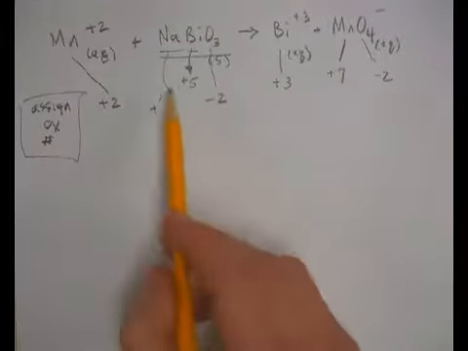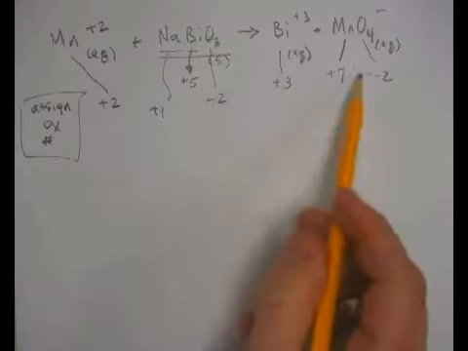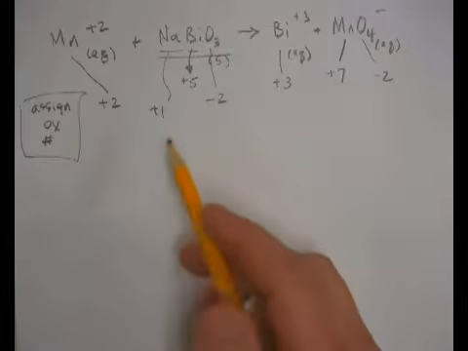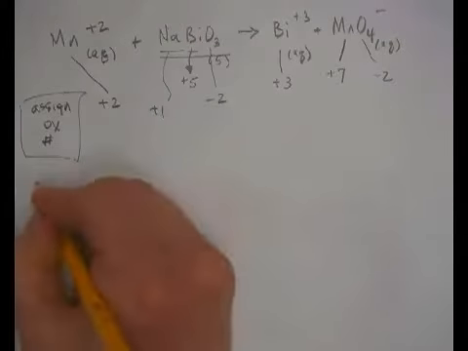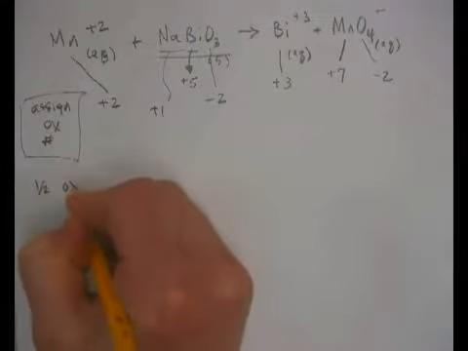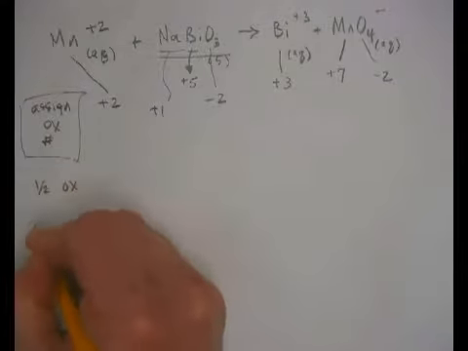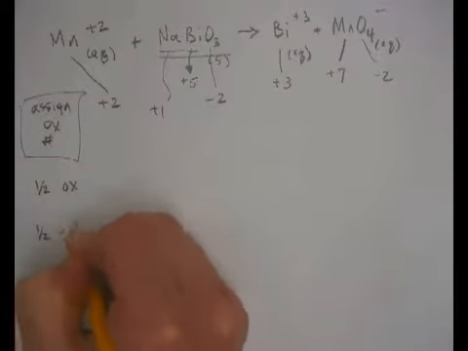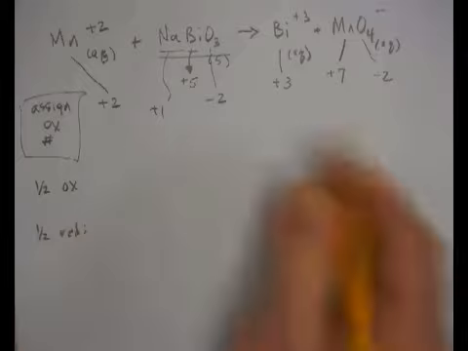Okay, now if you didn't assign the oxidation numbers correctly, go through and see if you can figure out what you did differently. And now pause the video and see if you can write the half reaction for oxidation and the half reaction for reduction. Pause the video now and see if you can write those.